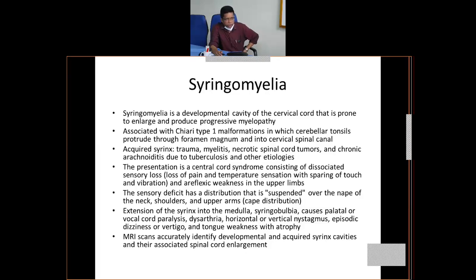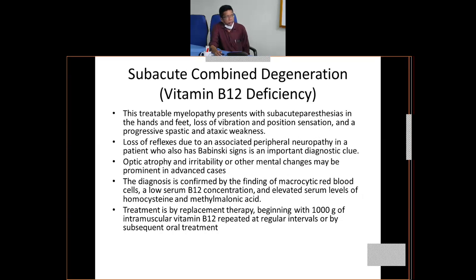The sensory loss distribution is also known as cape distribution, and sometimes there may be extension of the syrinx into the medulla. It can cause syringobulbia, causing palatal or vocal cord paralysis. MRI spine would help in the diagnosis of syrinx, and treatment is surgery. Again, it is a chronic cause of non-compressive myelopathy.